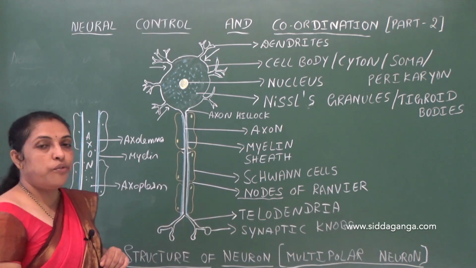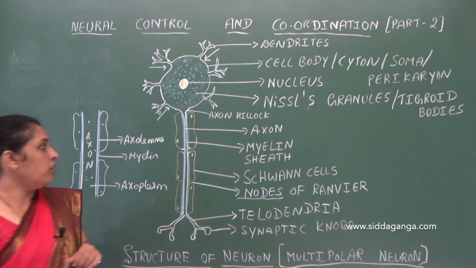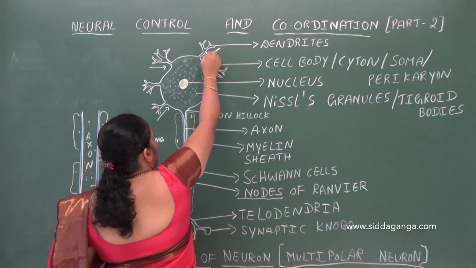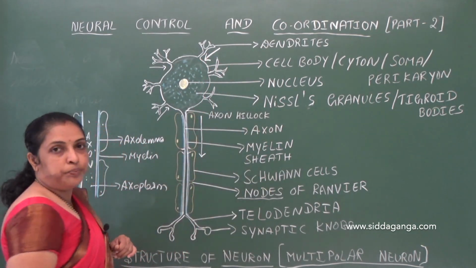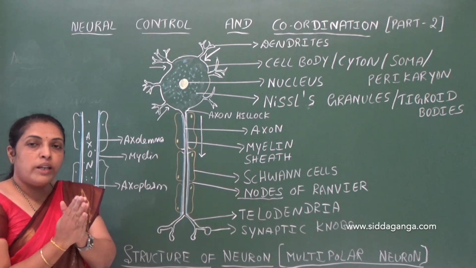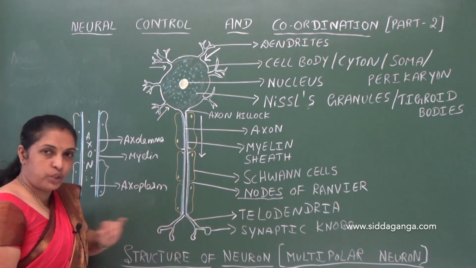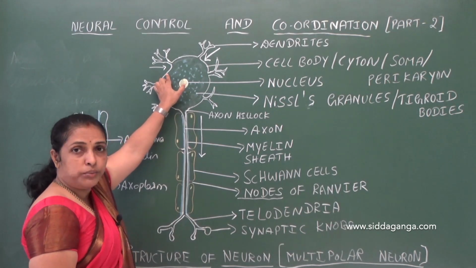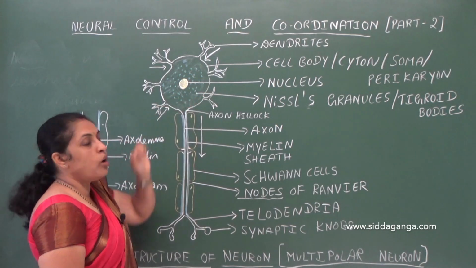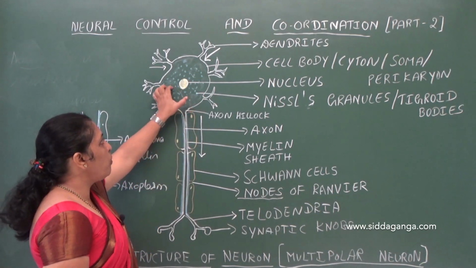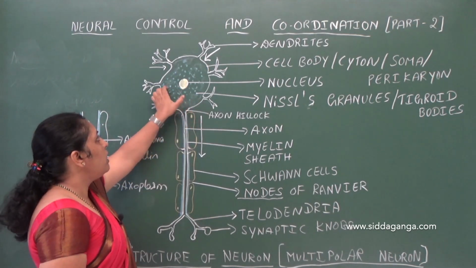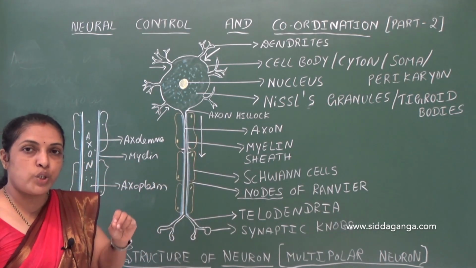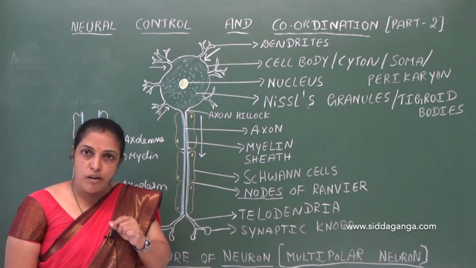This is about the structure of a neuron. Axons carry information away from the cyton, whereas dendrites carry information towards the cyton. The structure of a neuron is divided into three parts: cell body, dendrites, and axon. The cell body is spherical or oval in shape. It has a plasma membrane called neurolemma and cytoplasm called neuroplasm. Inside the neuroplasm we see a centrally placed nucleus and granules called Nissl's granules. These are nothing but ribosomes attached to endoplasmic reticulum. Their main function is synthesis of protein.